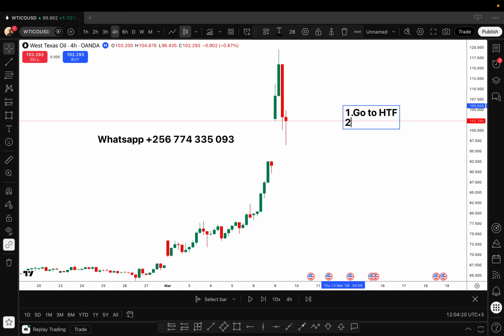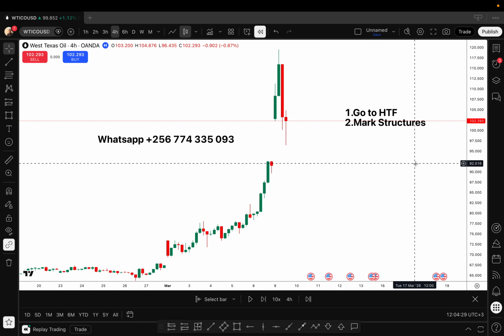Okay, before we go to that, I think that is rule number 2: mark your structures. After you have established the trend of the market, the next thing you want on the high time frame is to mark your structures.